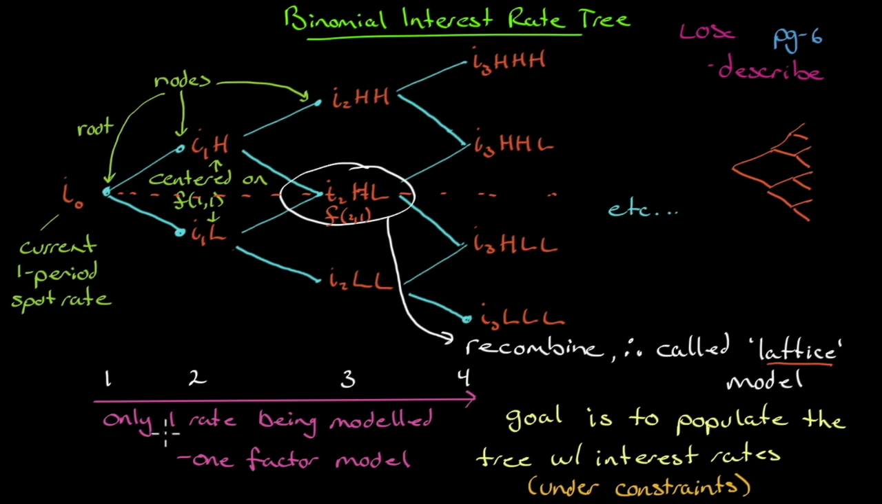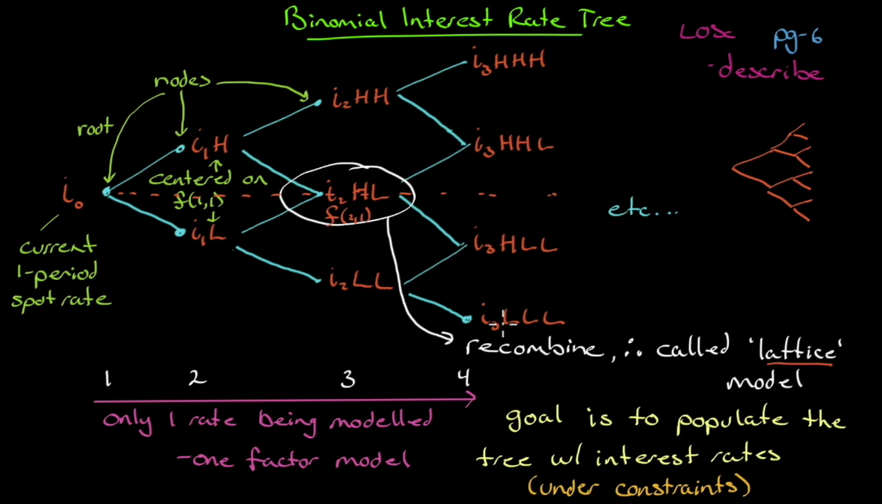In what we're going to do in this chapter, only one rate, the current 1 period rate, is being modeled. Sometimes you could do a short rate and a long rate at the same time. Only one rate is being modeled, so we call it a one-factor model. Our goal in all of this is to populate the tree with interest rates. All we want, in the end, when we're done, is a tree with interest rates. Great. Now we can throw some bonds at this with embedded options, which we'll do in the next chapter.